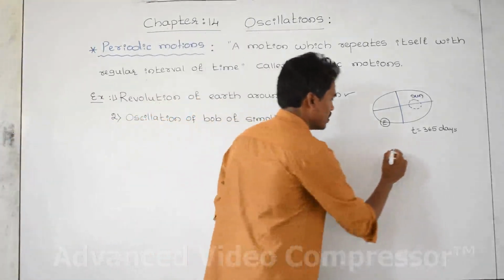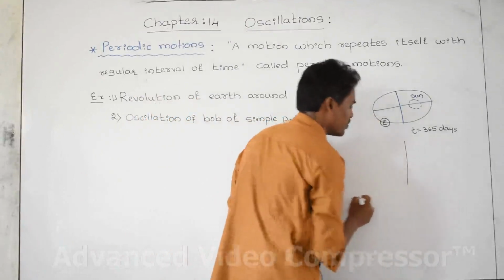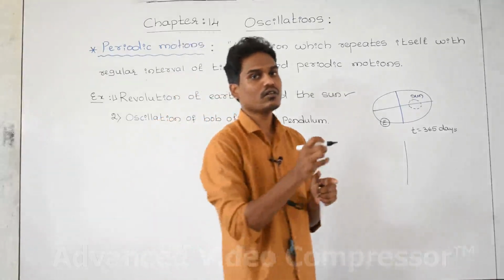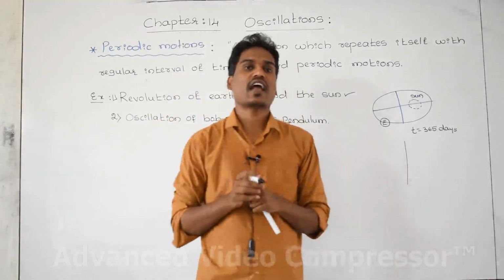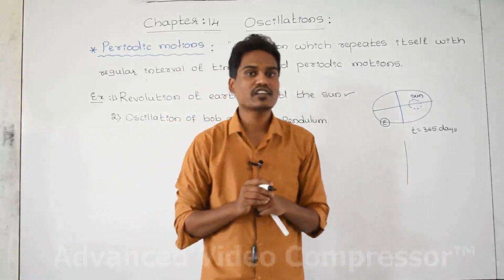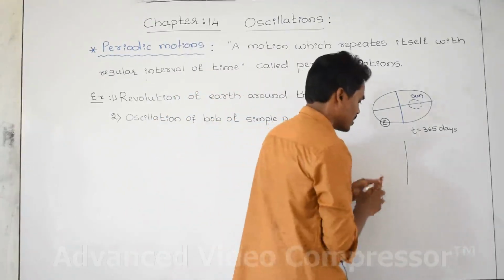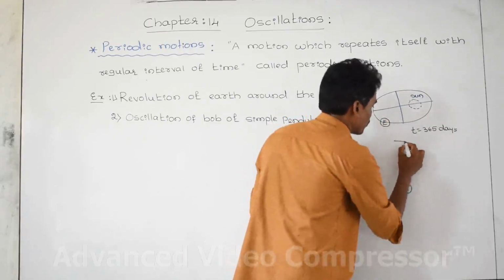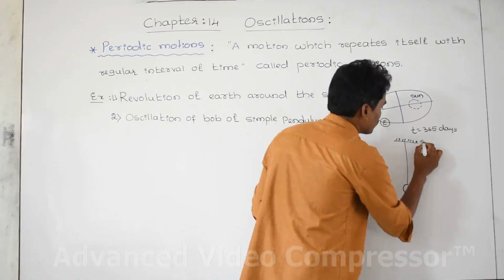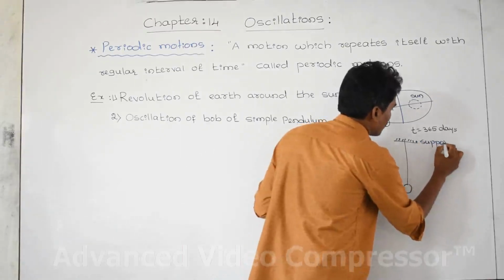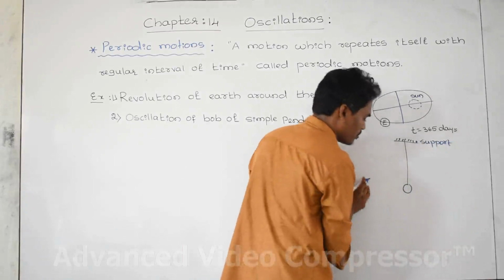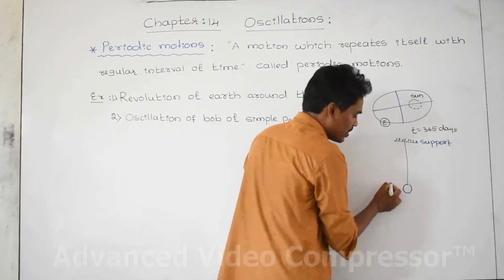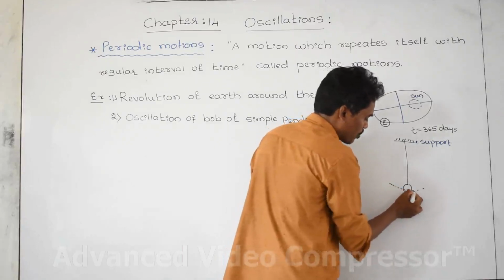What is a bob? That is a simple pendulum. A simple pendulum is an object having a high density, moving under the action of gravity. That body we are going to call a simple pendulum. This is a support, this is a thread, and this is an object. Pull the body to a certain point and release it, and it is doing a simple harmonic motion.